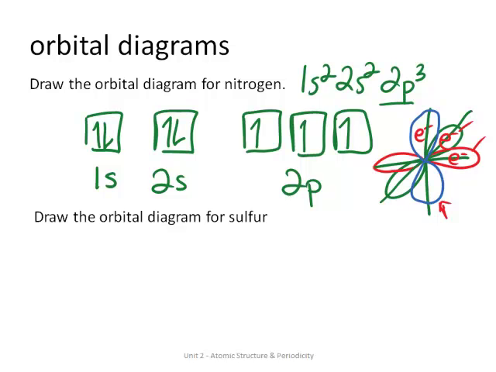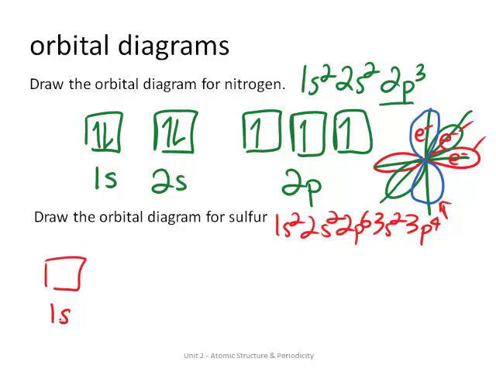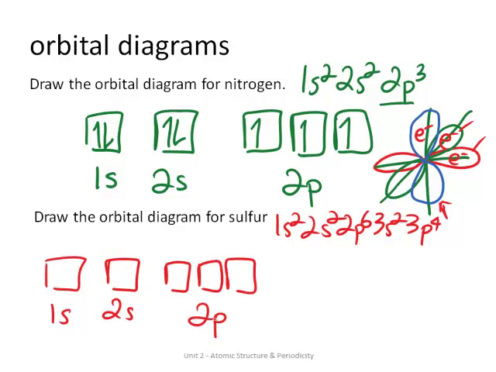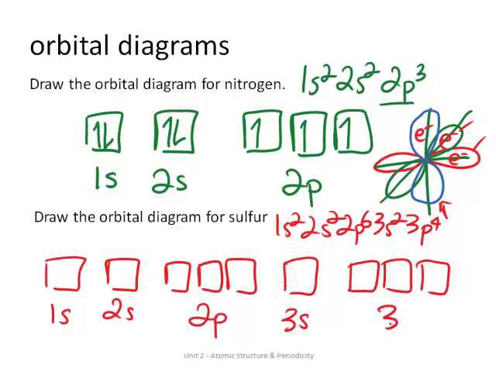Okay, so let's go to sulfur. We know that sulfur has an electron configuration of 1s2, 2s2, 2p6, 3s2, 3p4. Again, we can use the periodic table to help us out with that. The orbital diagram would look like this. We need a box for the 1s orbital, a box for the 2s, three for the 2p, a box for the 3s, and then the 3p again has three orbitals.